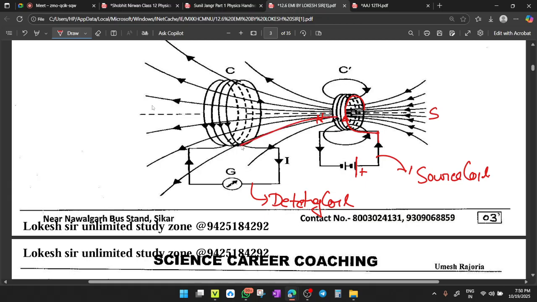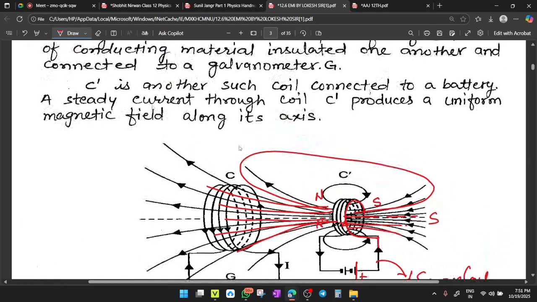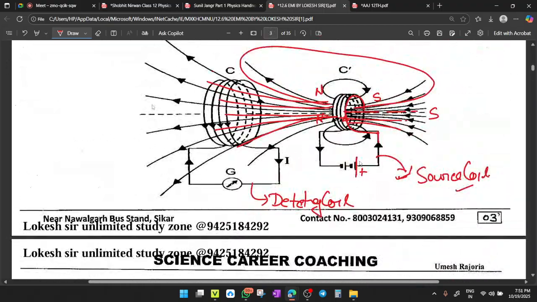So the field emerges from here, and after taking a complete turn, it will enter there, this side. So this will become the north pole and this will become the south pole. In this way, the magnetic field will be produced from this source coil, as this coil is a neighboring coil, clear? C dash is another such coil connected to the battery. A steady current through the coil C dash produces a uniform field along its axis.